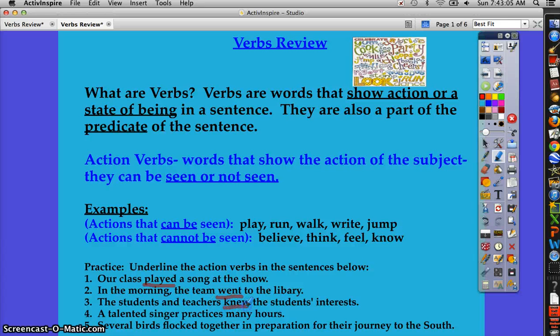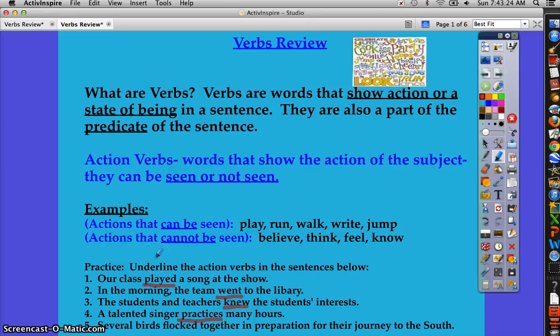Knew would be an example of an action that's more difficult to see. It's hard to see someone knowing something, but that is still the verb of 3, what the students and teachers were doing. Number 4, a talented singer practices many hours. Practices would be the main action in that sentence, and you could see a singer practicing.